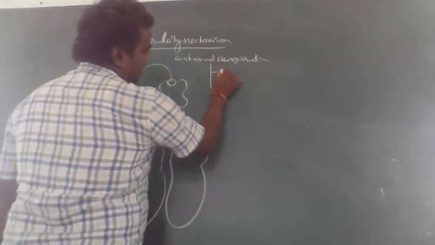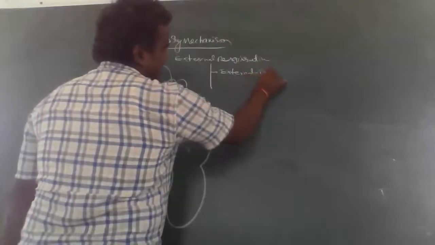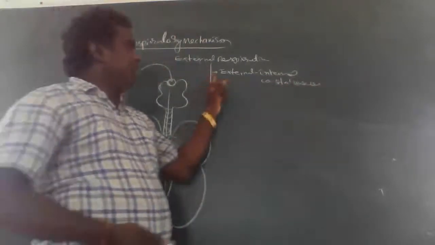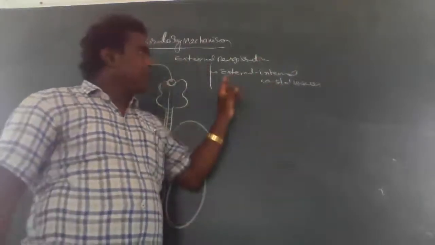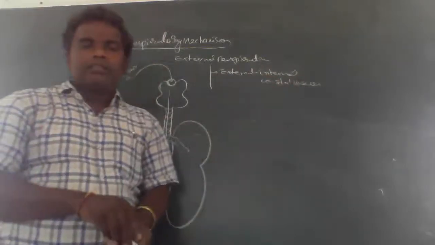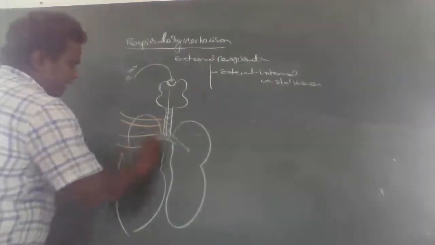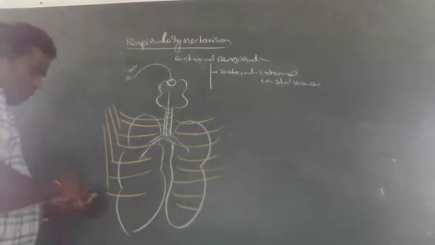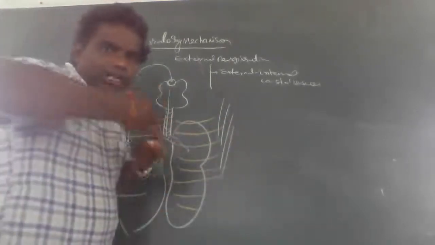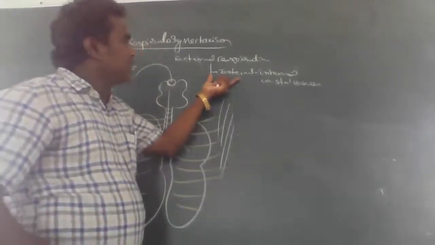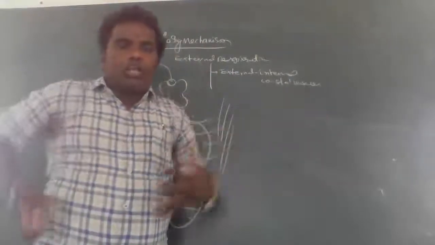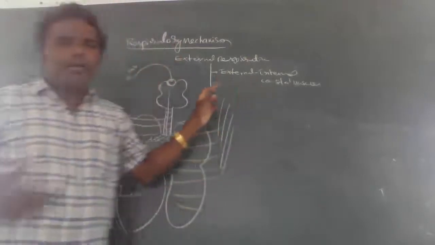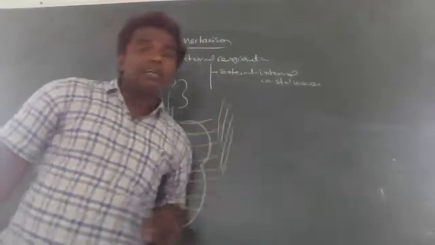Very important. Number one, the external and internal costal muscles. Here two muscles are there: external costal muscles and internal costal muscles. For example, these are the ribs. All the ribs are held by which muscles? The external and internal costal muscles hold the ribs and lungs. Those muscles are called the external and internal costal muscles, right?